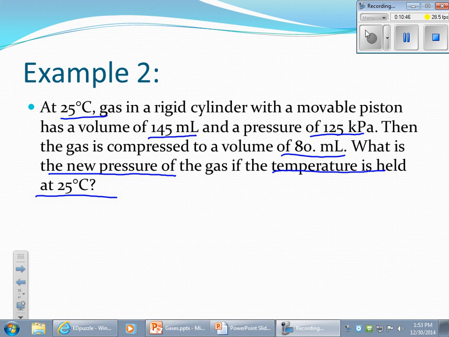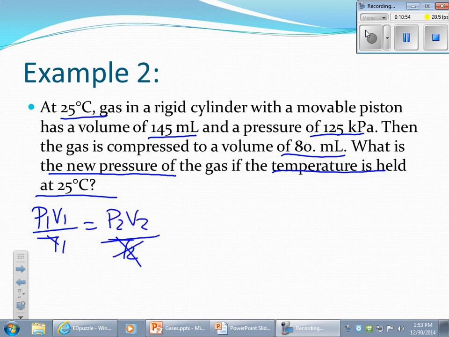So P1V1 over T1 equals P2V2 over T2. Goodbye T. We don't need the temperature because it's being held constant. You could put the numbers in and get the same result, but why do more math if you don't have to? So our equation is P1V1 equals P2V2. Again, we can set up our variables.